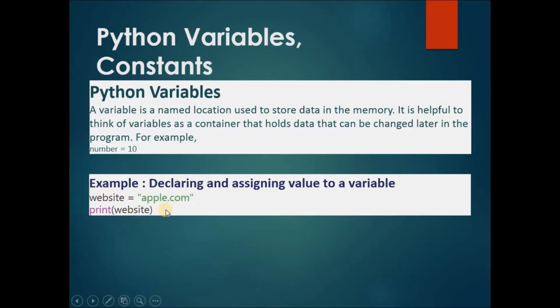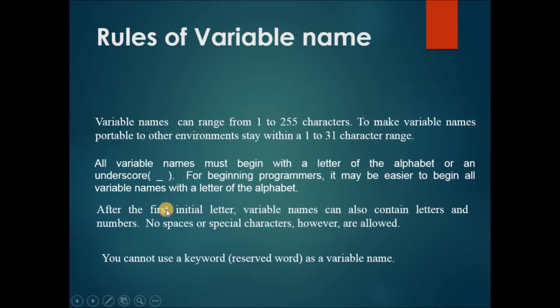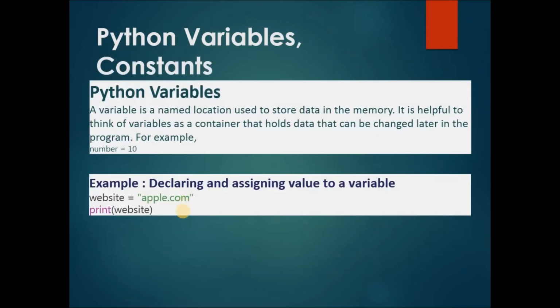Okay, done. So now, rules of variable name. What you can write in a variable name and what you cannot write in a variable name. A variable name can be of maximum 255 characters. How many characters are there in website? 1, 2, 3, 4, 5, 6, 7 characters are there. So like that, 255 characters may be there in a variable name, but some of the compilers allow it up to 33 characters.